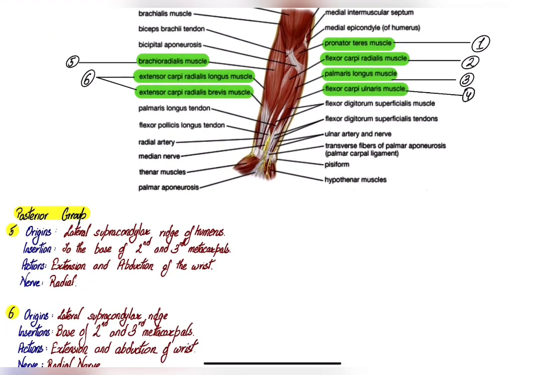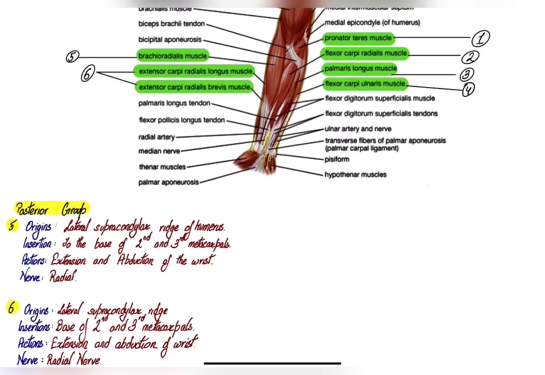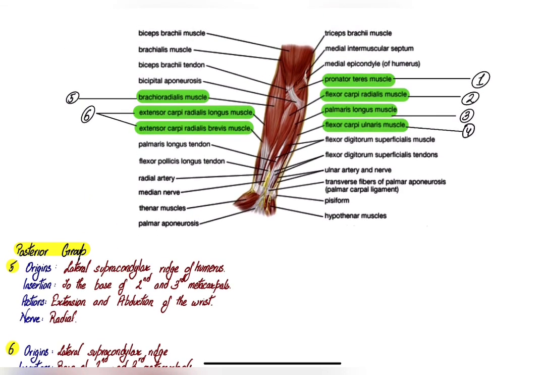Now, the posterior group has five muscles, the first one being the brachioradialis. Now, the brachioradialis originates from the lateral supracondylar ridge of the humerus, which is located in the lower part of the humerus, and has its insertion to the base of the second and the third metacarpal. The action is extension and abduction of the wrist, and the nerve that passes through it is the radial nerve.